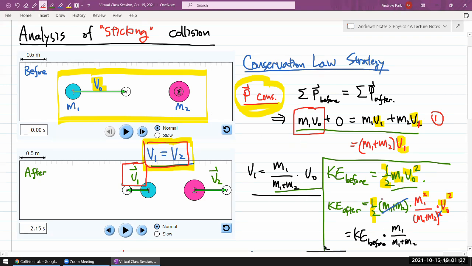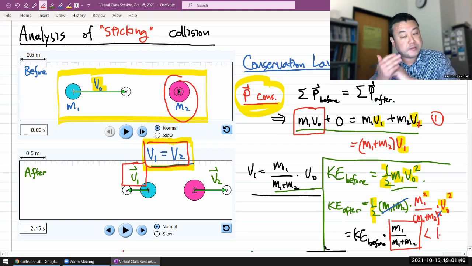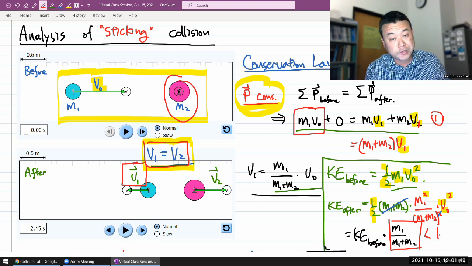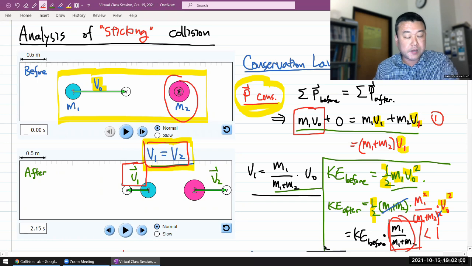And you can stare at this ratio for a bit and realize, if M2 is anything other than 0, as in if this mass exists, then this ratio is going to be less than 1. So your kinetic energy after the collision is going to be less than kinetic energy before the collision. Kinetic energy is not conserved. In the scenario that you saw before, where M2 is equal to M1, this ratio becomes 1/2, and that actually explains why our kinetic energy was going down to 1/2.